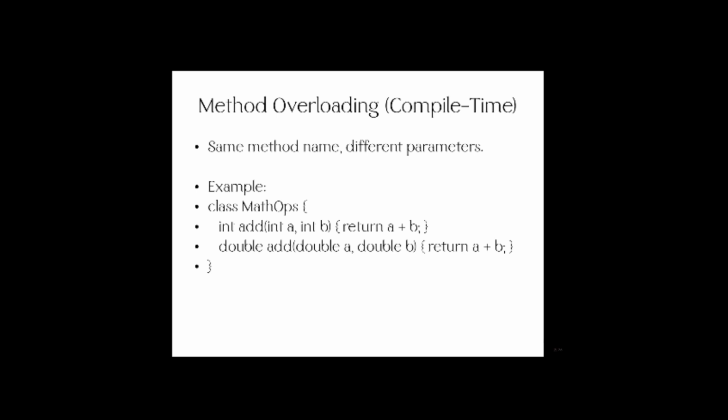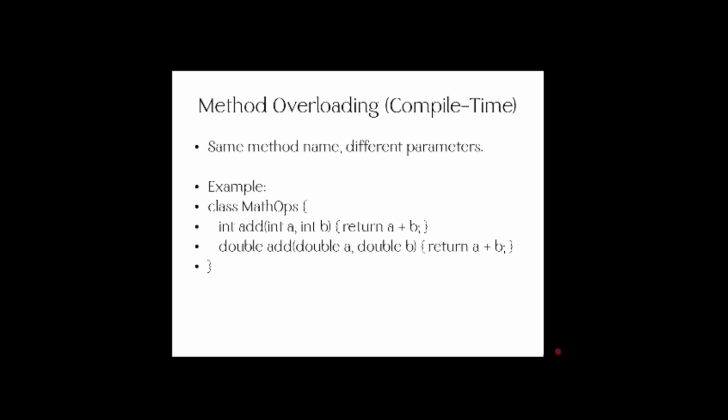Here is the simple example that we gave: class name as MathOops, and in that we gave int add(int a, int b), and we told that we should return a plus b, and then we gave double add(double a, double b), and in that we gave return a plus b. Here we gave two times the same method add. While using int we gave add, and while using double we gave add. The method is the same, but the parameters are different. In the first case we gave int a and int b as two parameters, and in the second case we gave double a and double b as two parameters. Both are completely different, so we can take this as a method overloading example.